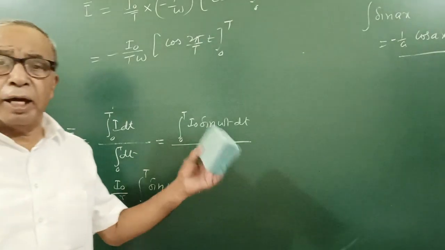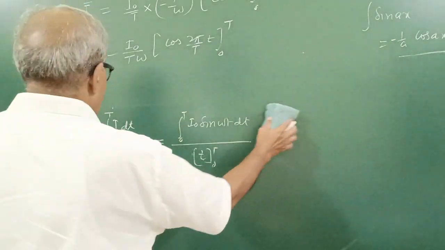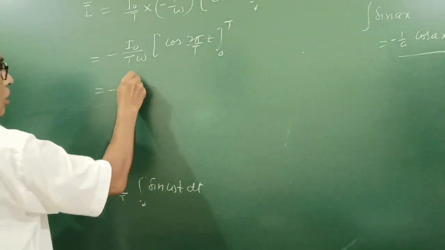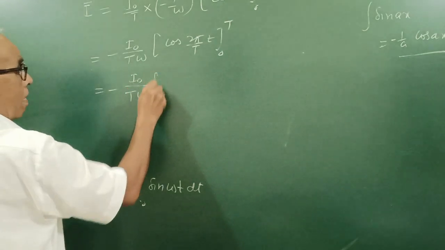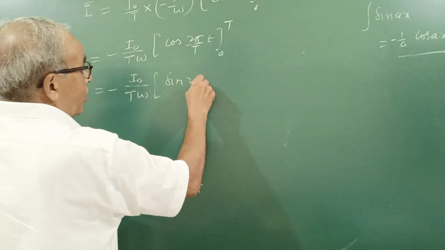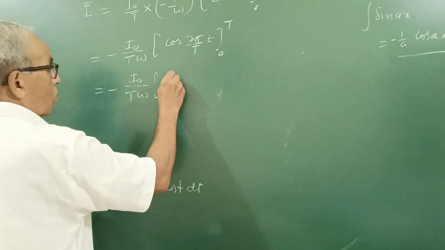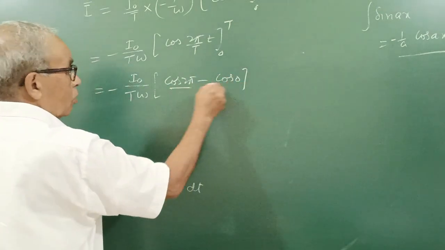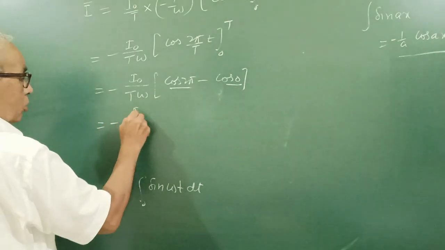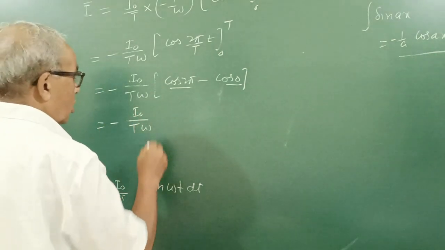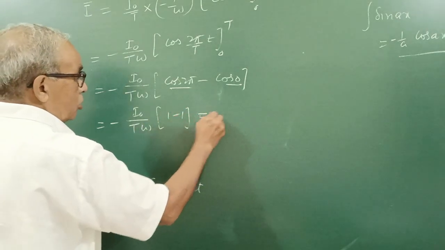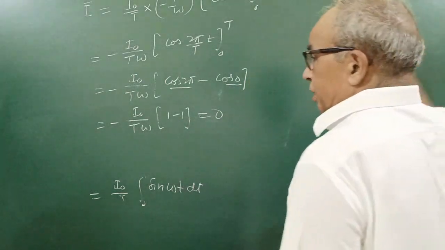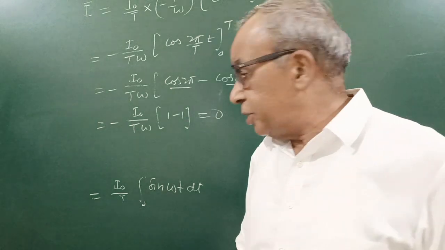Actually, in our exam questions are asked based on this. That's why I am telling. Putting t equal to T: minus I0 upon T omega into cos 2 pi minus cos 0. Cos 2 pi is 1, cos 0 is 1. Minus I0 upon T into omega, and it will be 1 minus 1, 0. So the average value of alternating current or voltage is 0. So we can't measure AC.